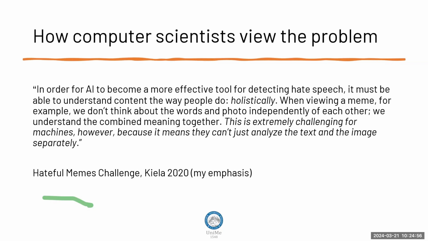In order for AI to become a more effective tool for detecting hate speech, it must be able to understand content the way people do, holistically. When viewing a meme, for example, we don't think about the words and photo independently of each other. We understand the combined meaning together. This is extremely challenging for machines, however, because it means they can't just analyze the text and the image separately.